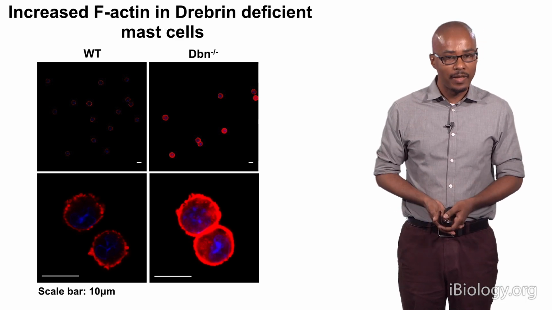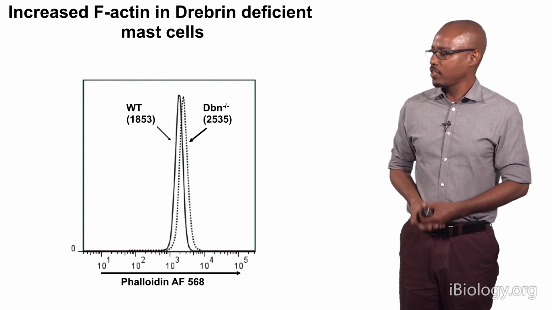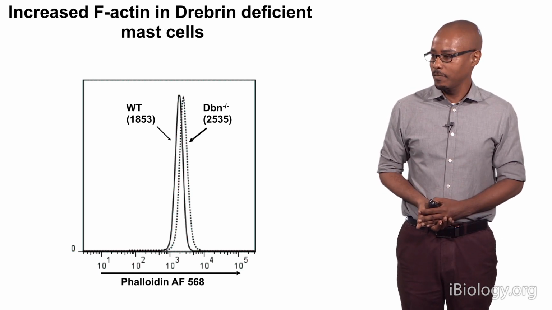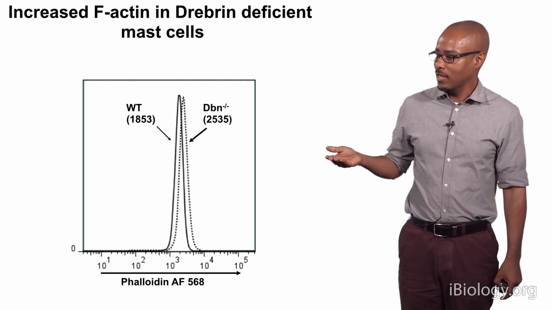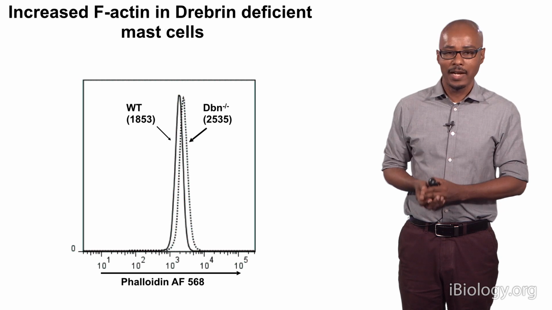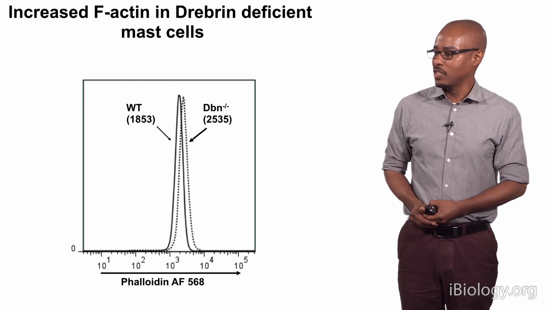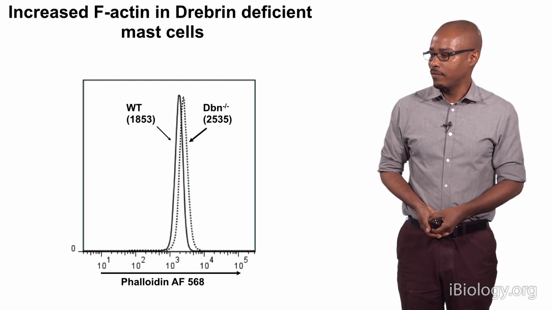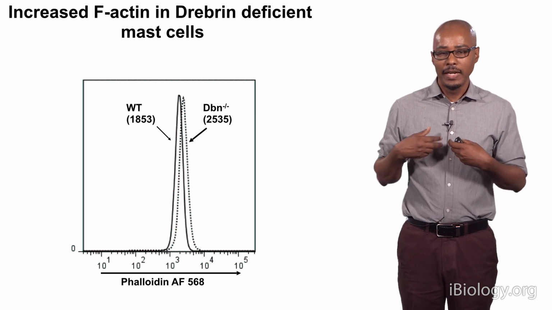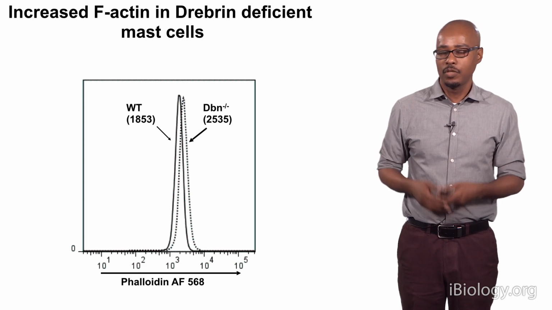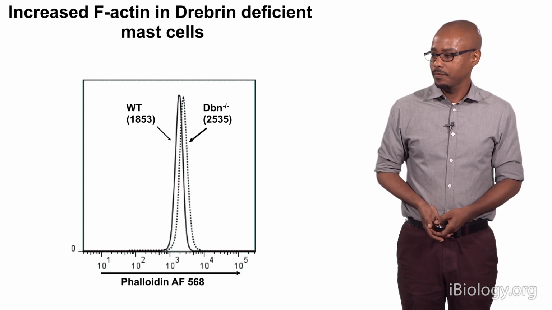So we wanted to quantify this a bit more. And so we did flow cytometry with these cells using labeled phalloidin. And you can see here that wild-type mast cells in solid have actually less actin, if you look at the mean fluorescence intensity, than the mast cells that don't have Drebrin. So in the absence of Drebrin, these mast cells actually have increased F-actin, which may be affecting their response.